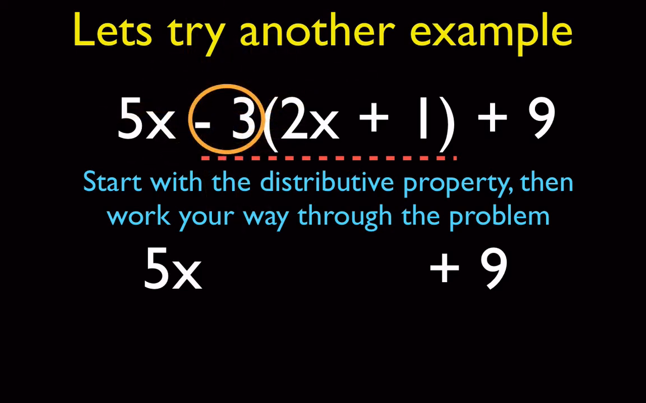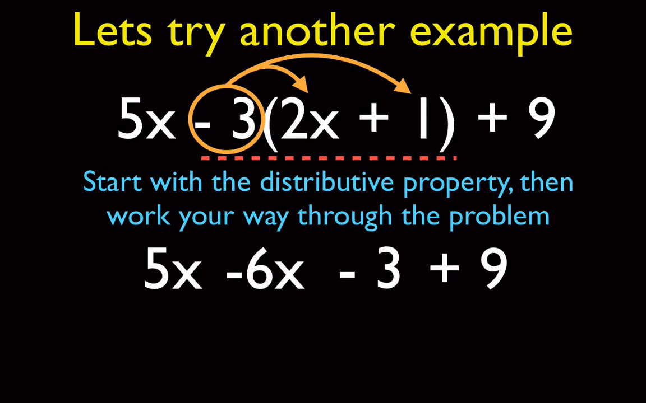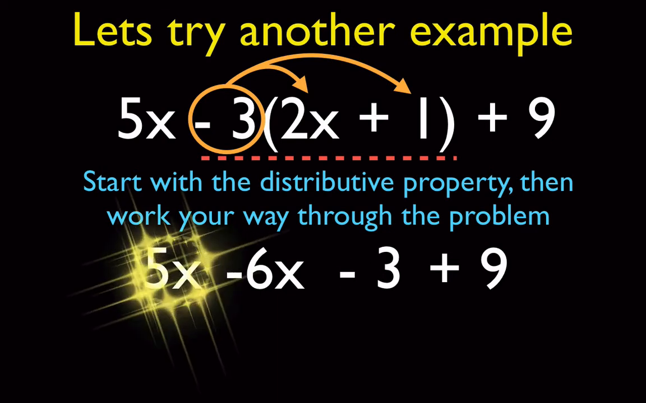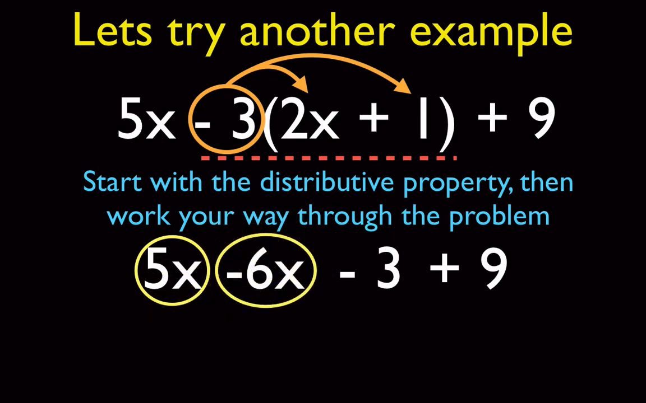Circling the 3, including the negative sign. This is the most common mistake, people forget the negative sign. I'm going to multiply negative 3 times 2, which is negative 6, and negative 3 times 1, which is negative 3. Now we employ combining like terms. I've got x's, and I've got numbers.